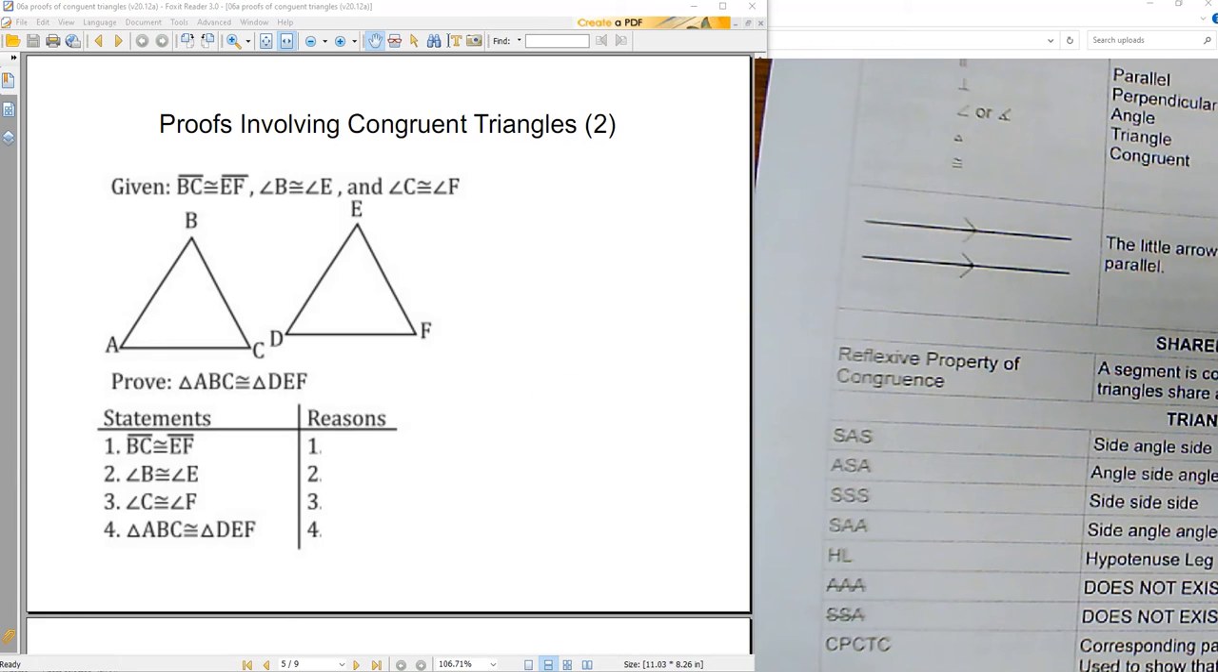Let's see if this one's any better. BC is congruent to EF. How do I know that? That was given to me.